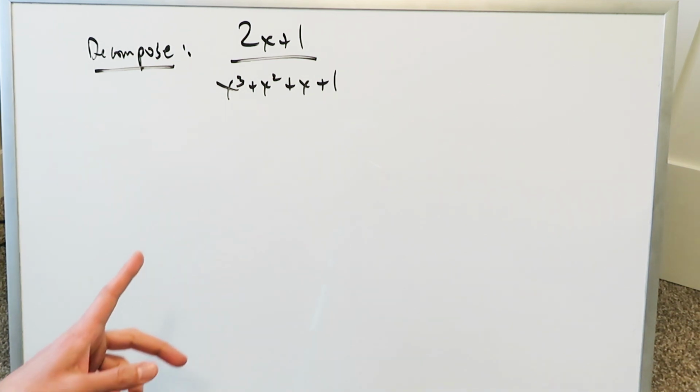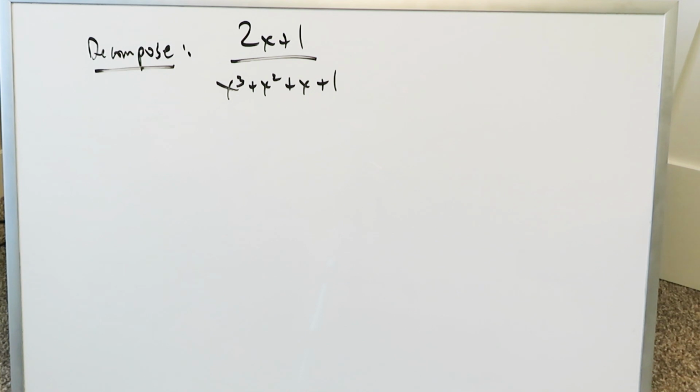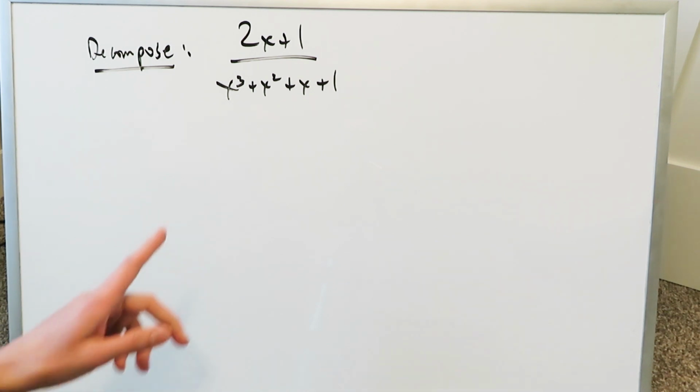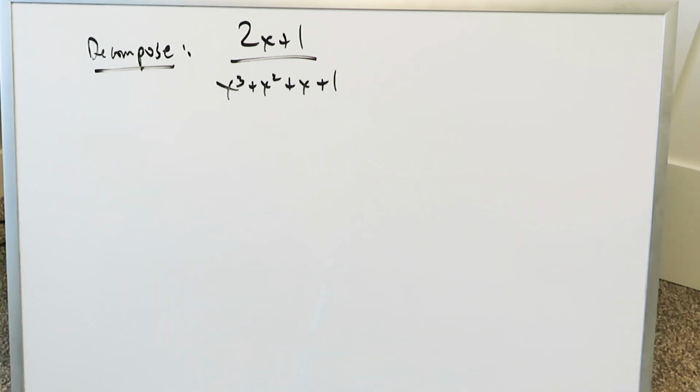I am Mr. Ish. (2x + 1) / (x³ + x² + x + 1) defines a rational function we have to decompose into its partial fractions. How do you go about decomposing this?